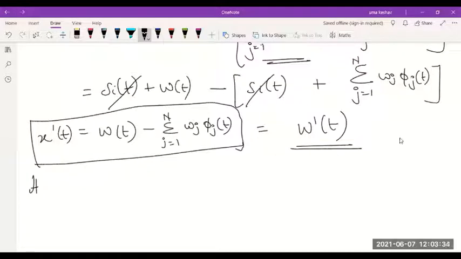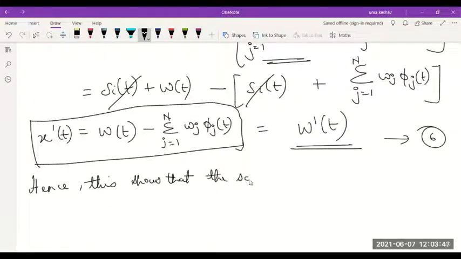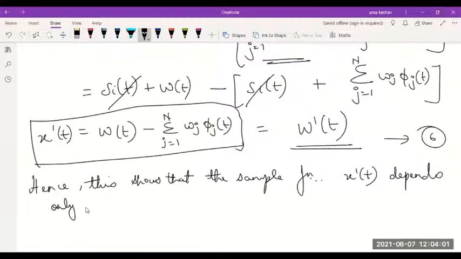Hence, what is the equation number? 6. Hence, this shows that the sample function x dash of t, which we had considered, depends only on the channel noise W of t. It depends mainly on the channel noise and not the signal.